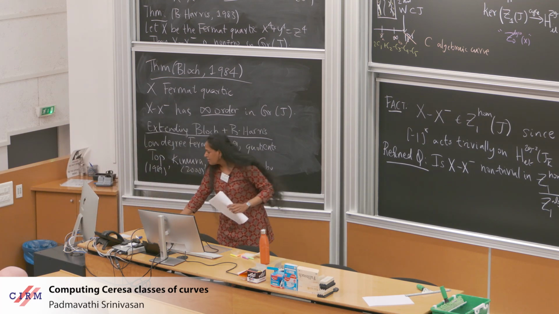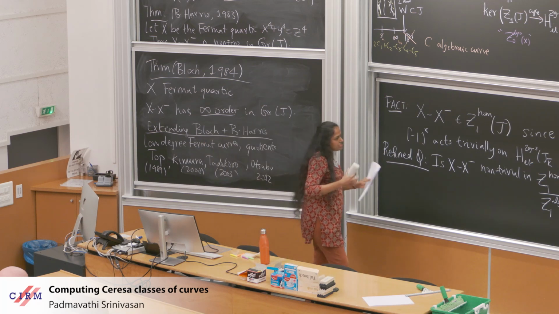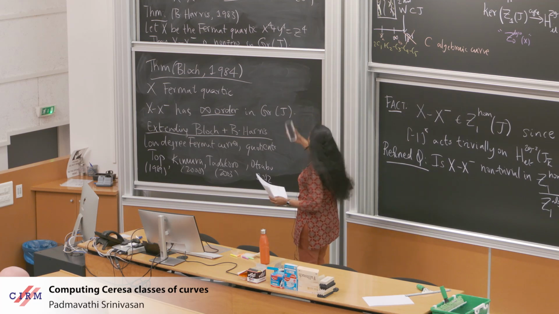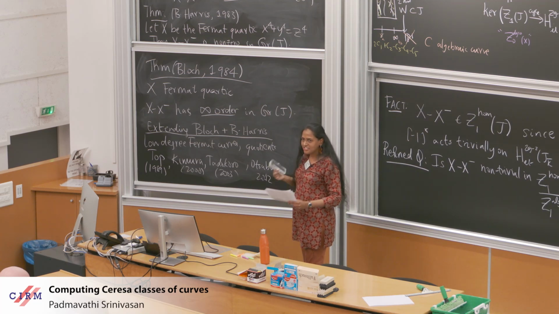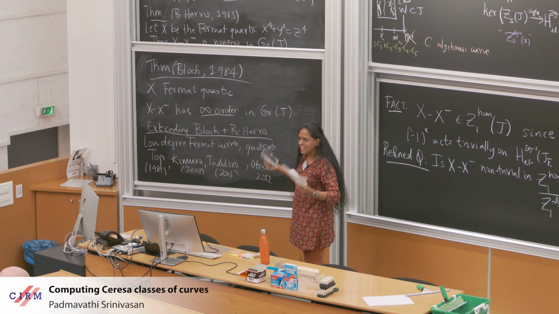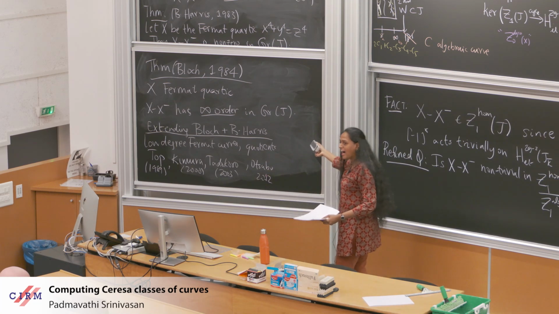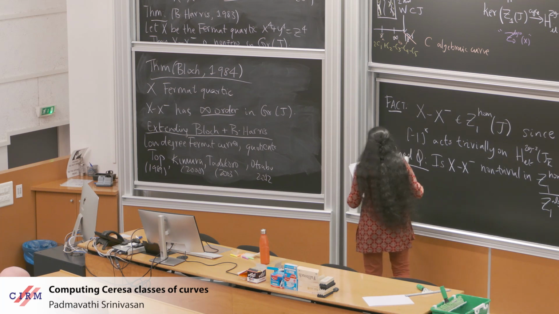But if you think about it, Ceresa's original result tells you that the generic curve has an infinite order Ceresa cycle. So this suggests there should be lots of examples out there with infinite order Ceresa cycle. It turns out it's very hard to verify by hand.